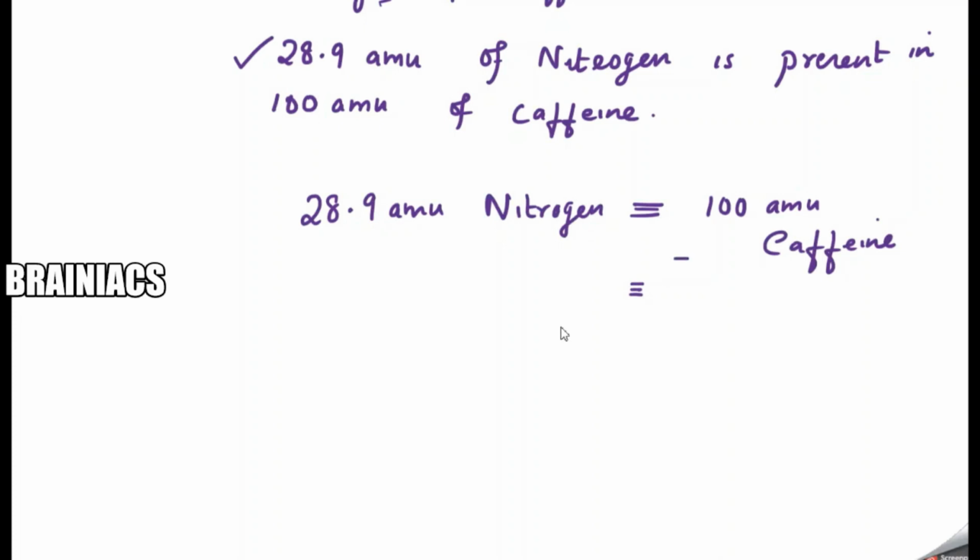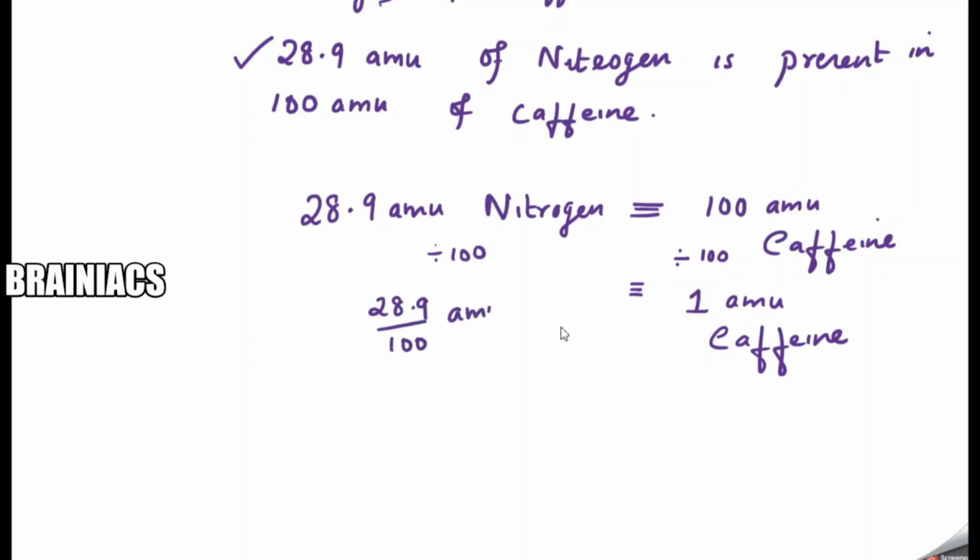So how can we do that? First we will convert this to 1. For that we will divide by 100. When we divide by 100, this becomes 1 AMU of caffeine, correct? So here also you need to divide by 100. So this will become 28.9 by 100 AMU nitrogen, correct? Okay. Now tell me how to convert 1 to 194: multiply by 194. So this will become 194 AMU of caffeine, correct?